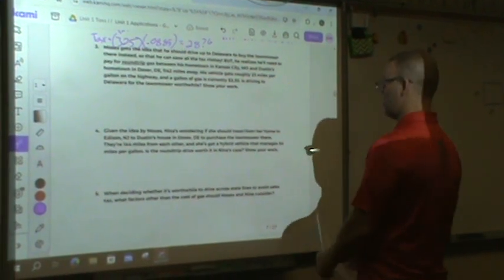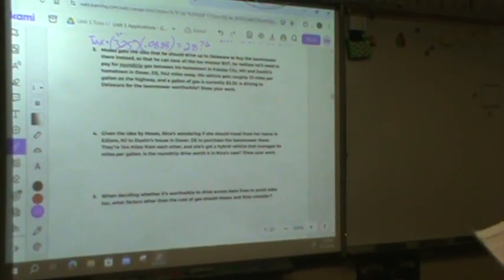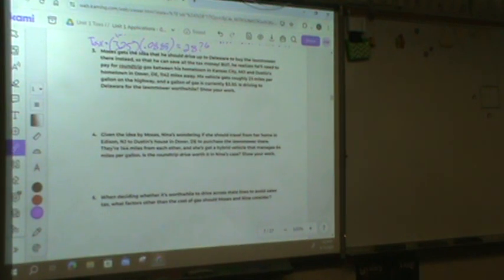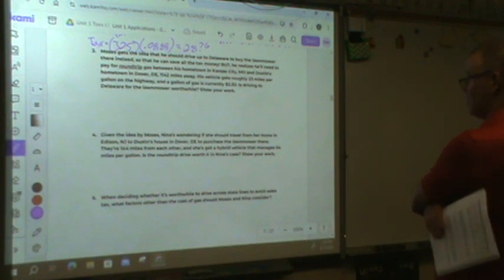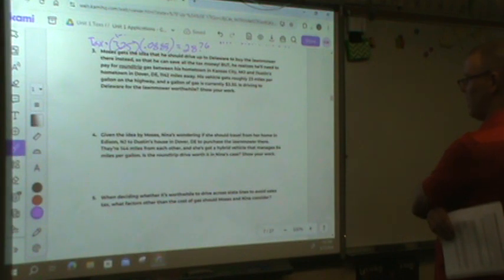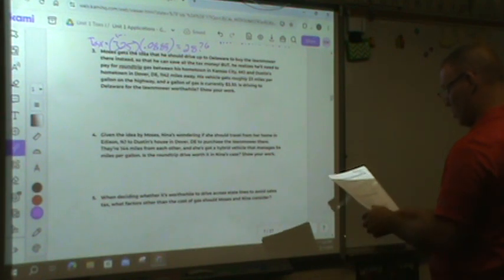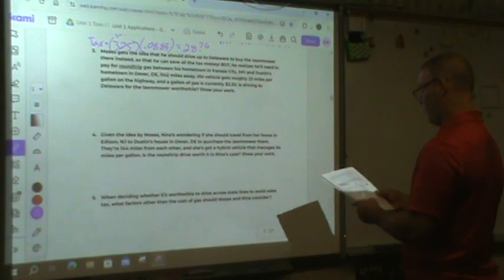Moses gets the idea that he should drive up to Delaware to buy a lawnmower there instead, so he can save all the tax money. But he realizes he'll need to pay for round-trip gas between his hometown, Kansas City, Missouri, and Dustin's hometown in Dover, Delaware, 1,142 miles away. His vehicle gets roughly 23 miles per gallon on the highway, and a gallon of gas is currently $3.30. Gee, wish it was $3.30 here. Is driving to Delaware for the lawnmower worthwhile? Show your work.